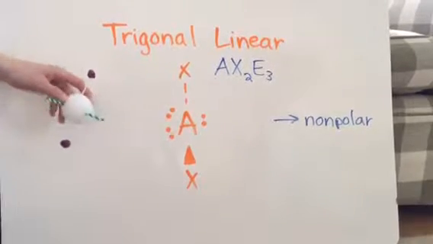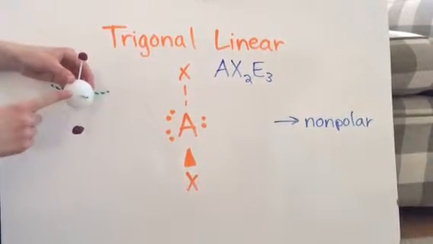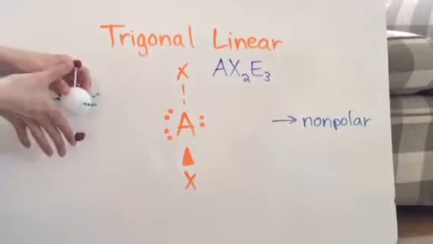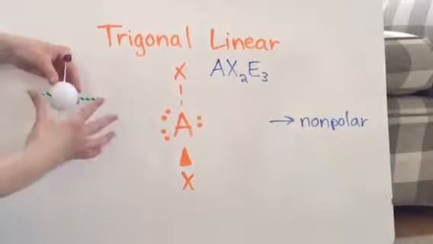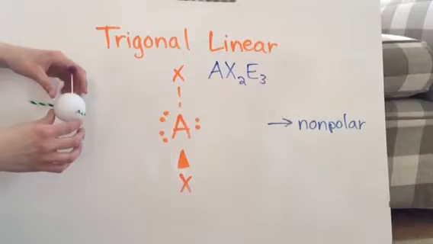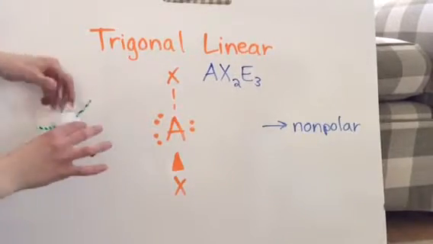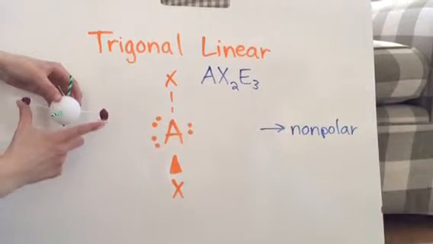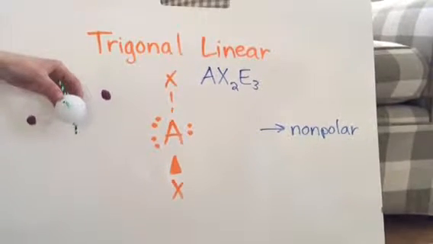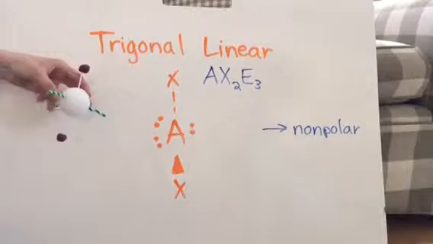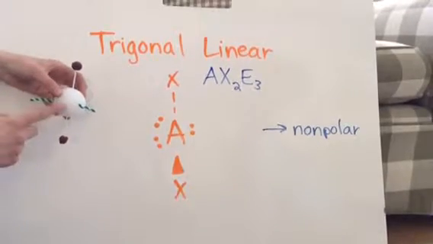Trigonal linear is one central atom surrounded by two bonded pairs of electrons and three unpaired pairs of electrons. It gets its name because the two bonded atoms are 180 degrees apart, and it is nonpolar because the charges meet in the middle and cancel out.